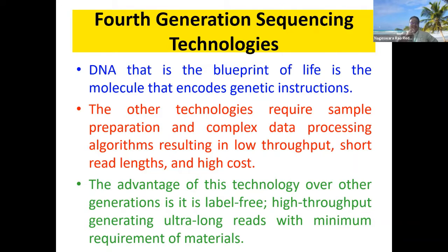So whatever I read in these other technologies for sample preparation, these are all the drawbacks of the previous one. And the advantage is that sample preparation is very minimal, it's label free, it's high throughput, and it requires a minimum sample. All these are the advantages of fourth generation sequencing technology.